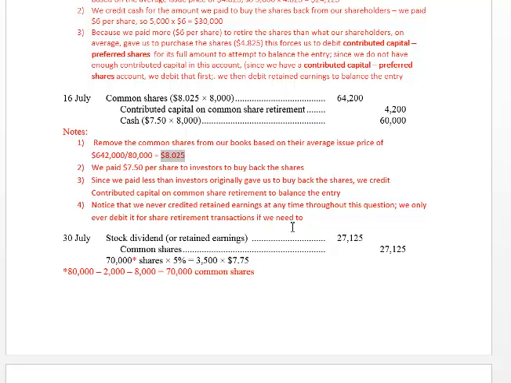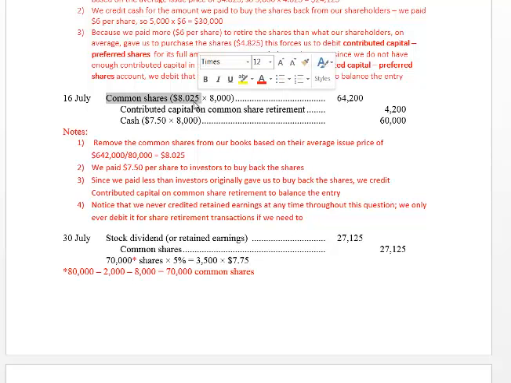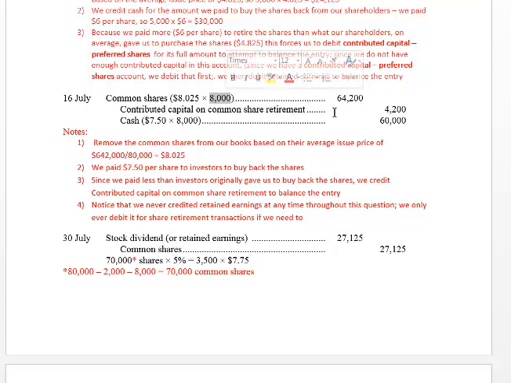So now what does that mean? That means that we would remove the common shares from our books at the average issue price, the average price at which we issued the shares to investors initially, which is $8.02, times the 8,000 shares that we're retiring, removing from our books. So we're going to debit the common share account for $64,200.